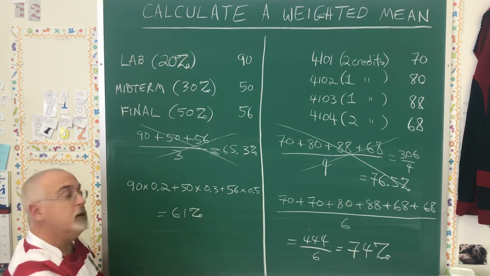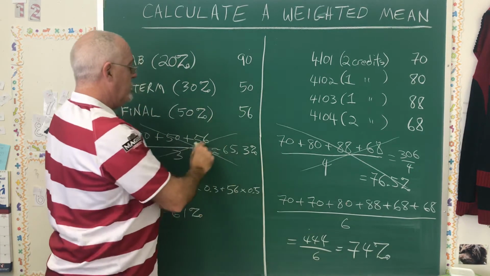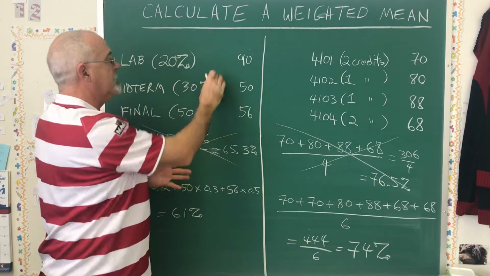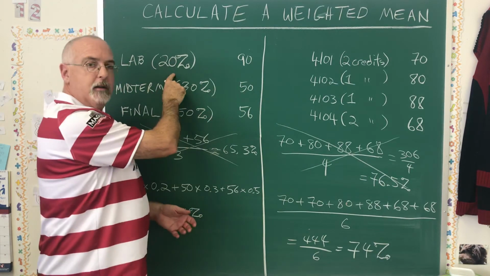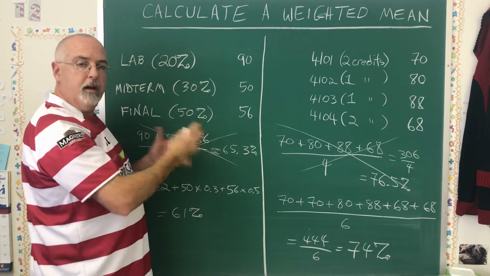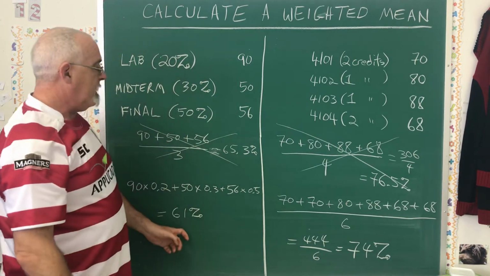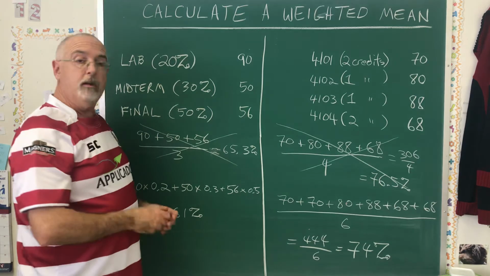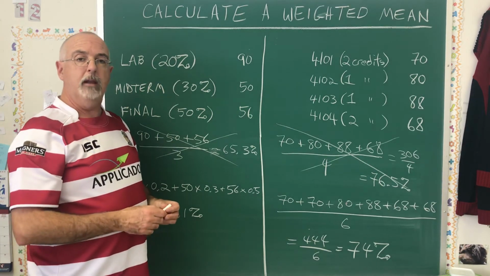The difference, why is it lower? Because here we were counting the 90 as if it was worth just as much as the other bits, but it isn't. It's worth the smallest amount of the components of the course. This is how you calculate a weighted average, a weighted mean, and this is today's daily dose of math.